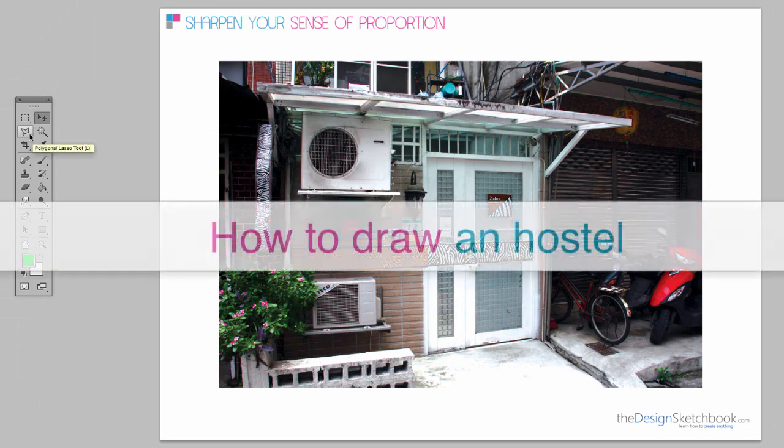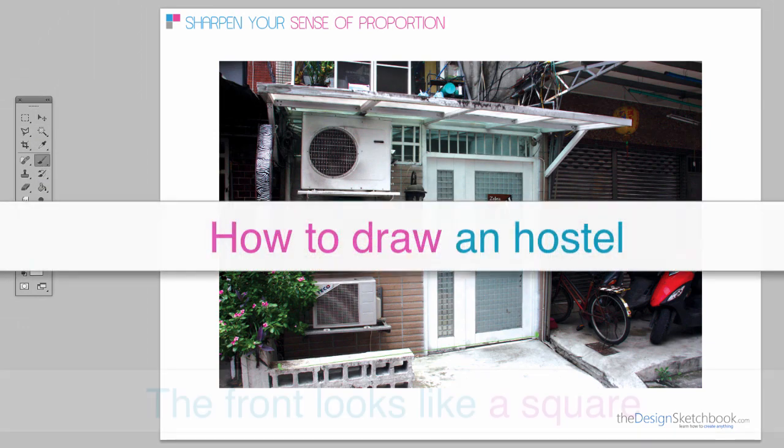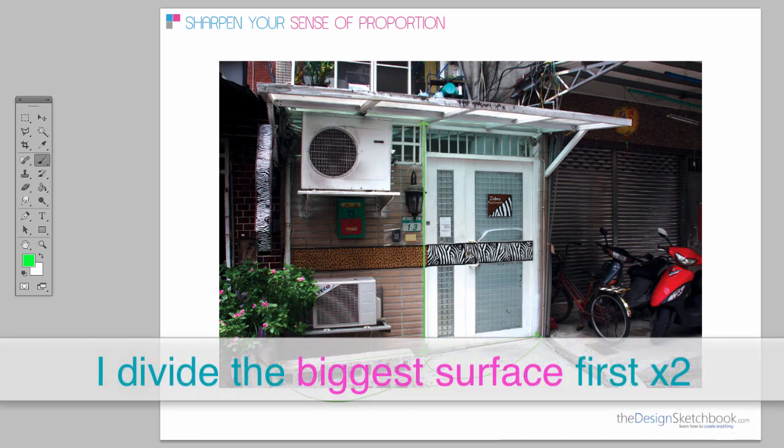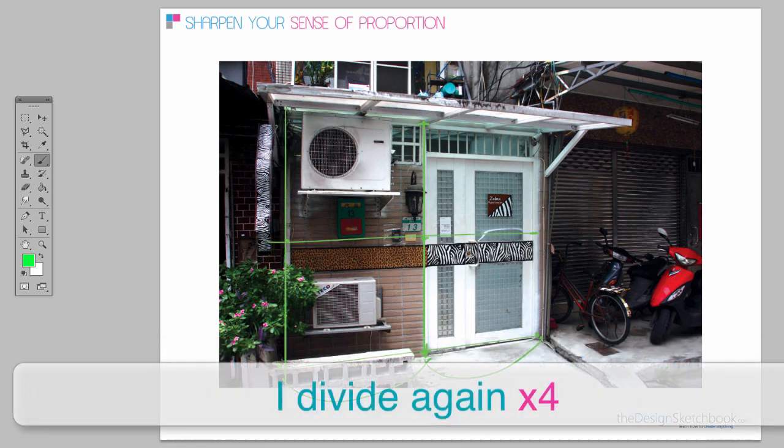Hey guys, today let's see how to draw a hostel. So the front looks quite like a square, so it's pretty easy to divide it. And we are going to start with the biggest surface, so we divide by 2, then after that just by 4.